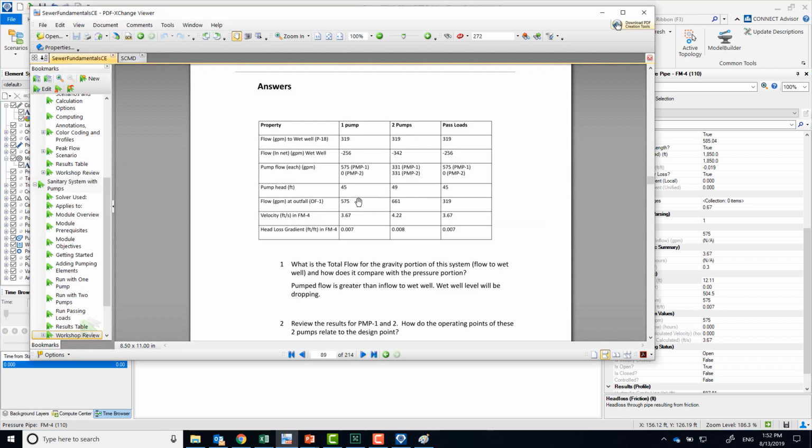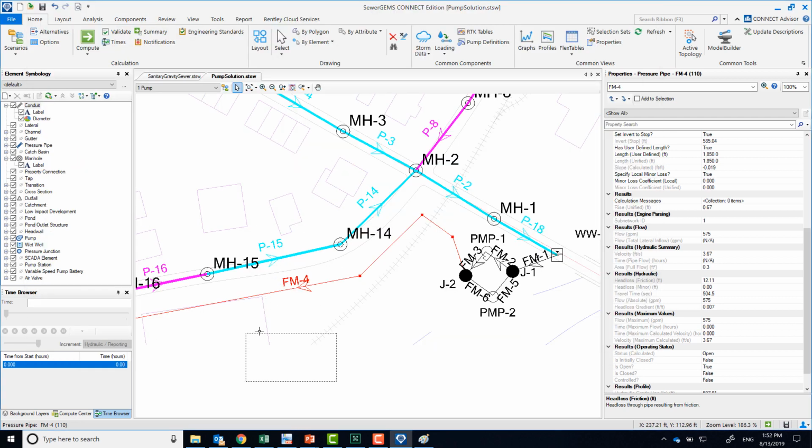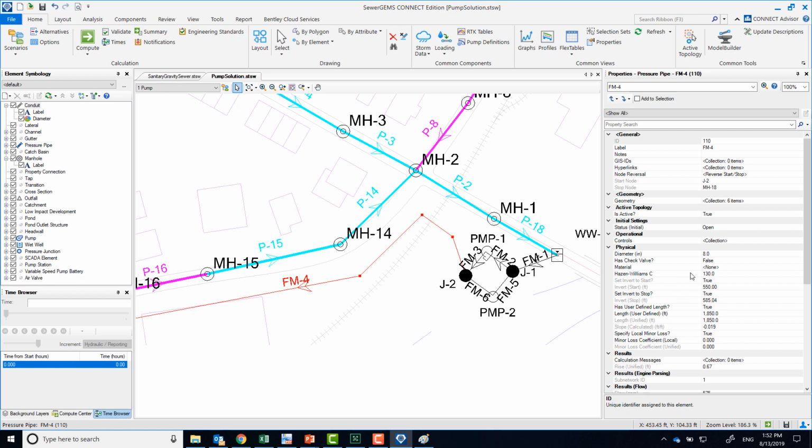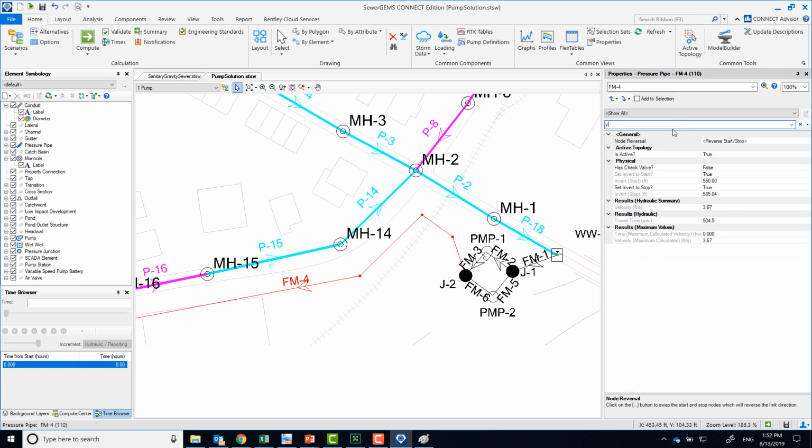Okay, so hopefully this all makes a lot of sense. And because we have a flow of 575 gallons per minute through that pipe, we can see the velocity was, I'm going to search it over here, 3.67 feet.